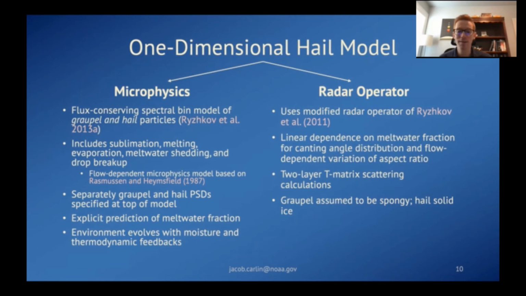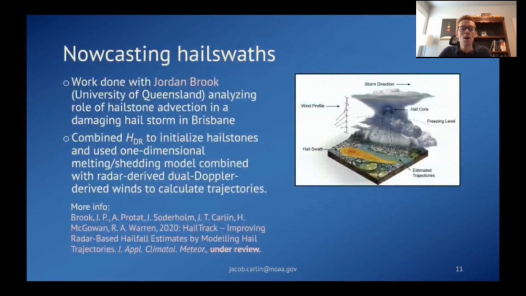And then again, on the radar operator side, this time we are using two-layer T-matrix scattering calculations, and we're treating graupel as spongy and hail as solid ice, but we're still evolving the canting angle distribution and aspect ratio according to the Rasmussen and Heymsfield model. So the first application of this is work really being led by Jordan Brook at the University of Queensland. And he's analyzing the role that hailstone advection played in a damaging hailstorm in Brisbane, Australia, that I believe caused over $1.5 billion in Australian dollars. So obviously a very significant event.